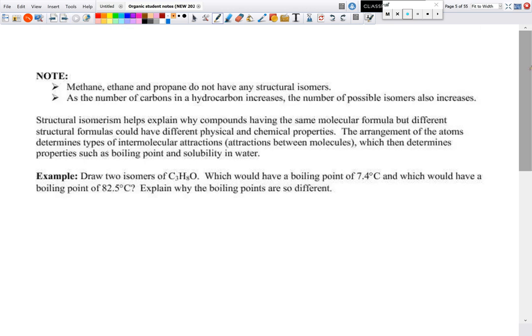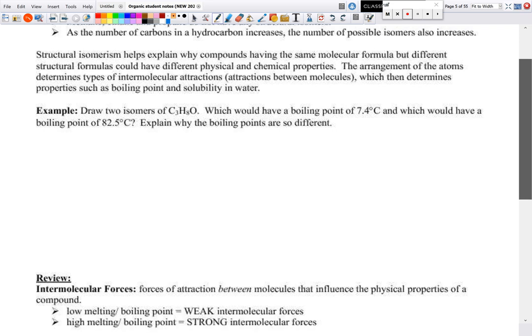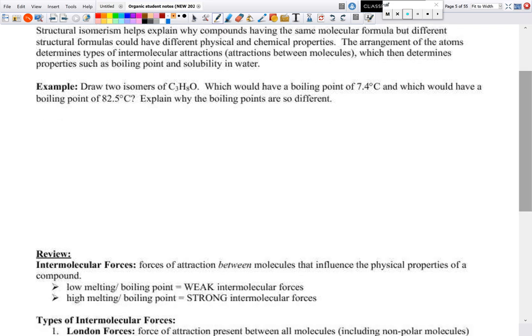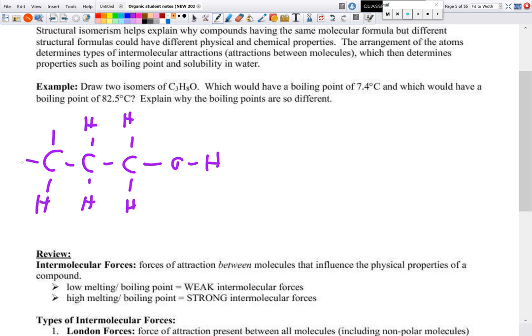Alright, now the reason that these isomers are going to be important is that when we start getting into organic compounds and their properties, how we draw them is very important. For example, two isomers of C3H8O: one is going to have a boiling point of 7.4 and the other one is 82.5. And this is actually a question out of Chem 20 as well, when we look at why sometimes formulas give you very important things.